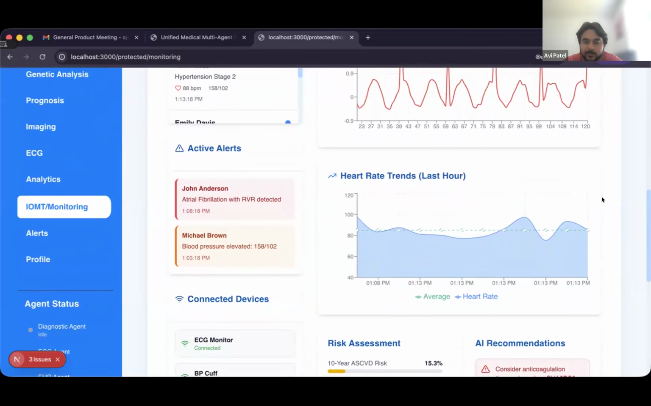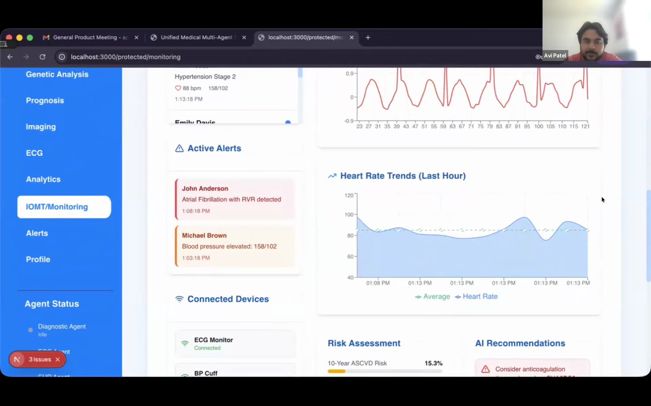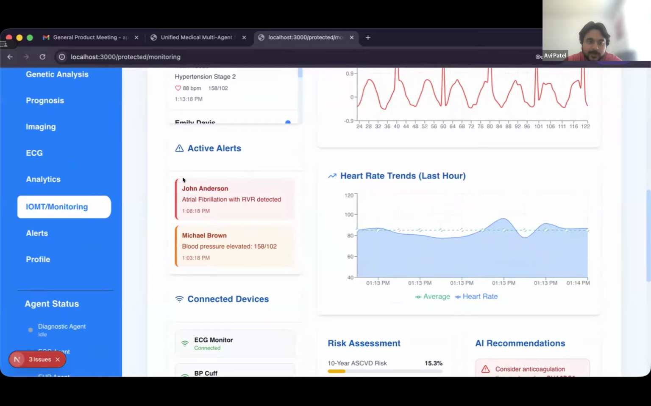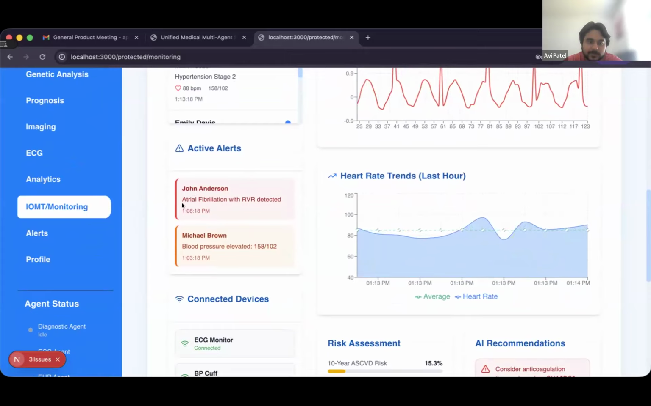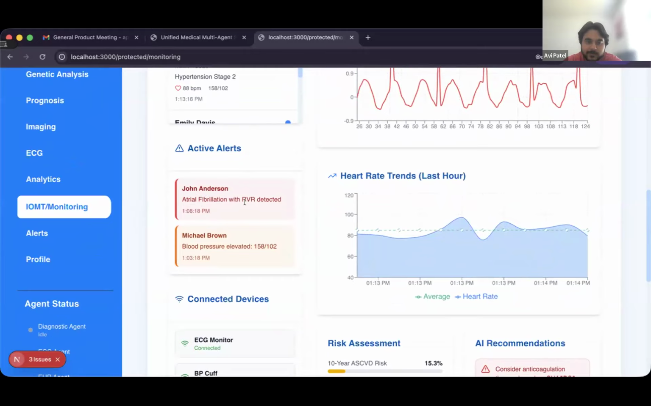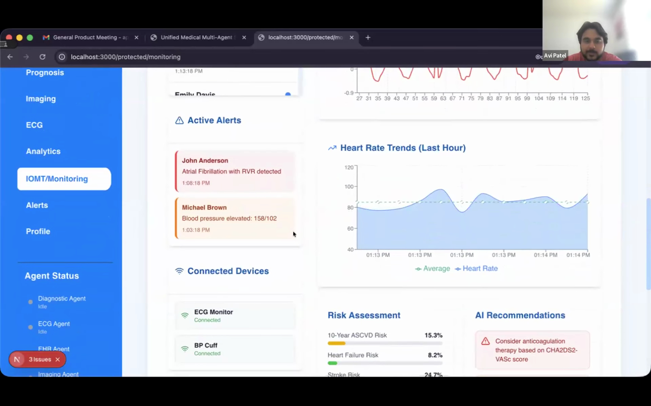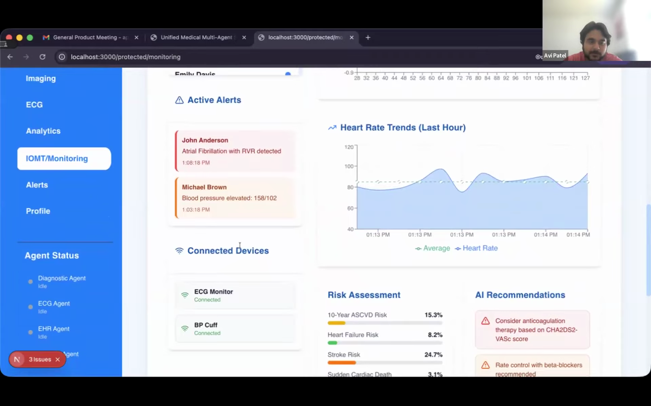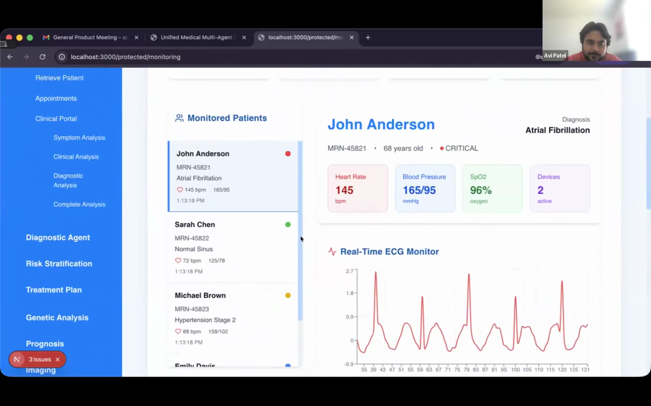And if there's any abnormalities, again, clinicians will be notified. And here we can see that there's an active alert. We can just see that atrial fibrillation with RVR is detected, and clinicians will be notified and they'll be able to take appropriate actions. So on the connected devices, we see that there's an ECG monitor and a blood pressure cuff, live streaming that data.